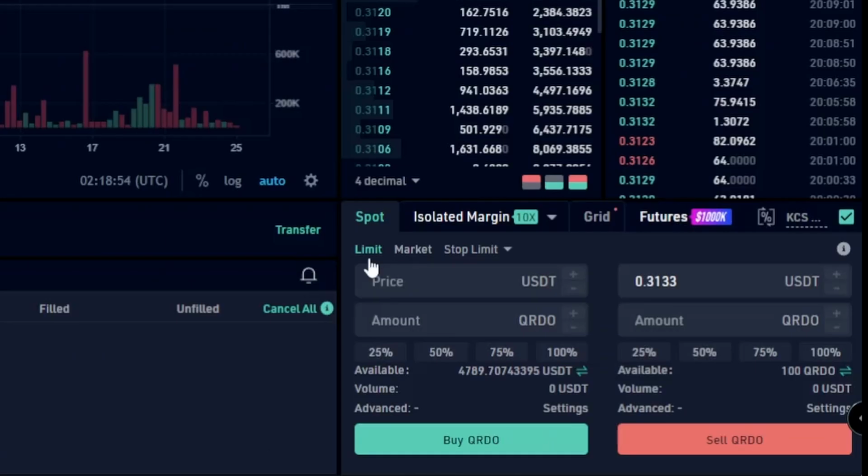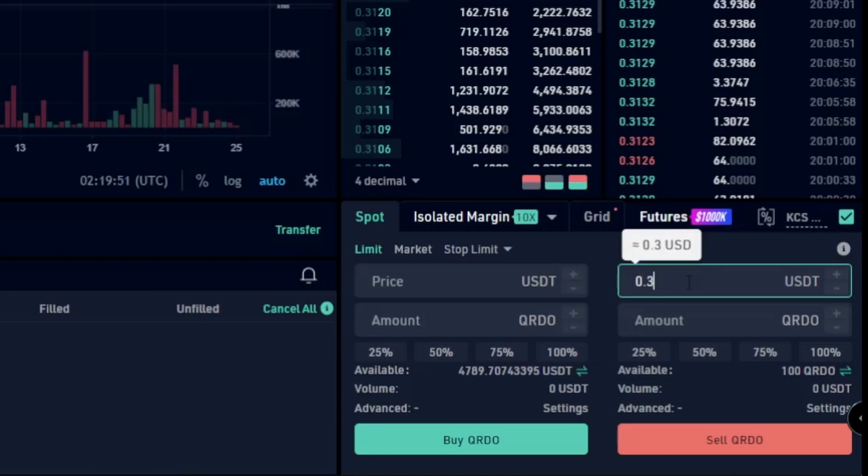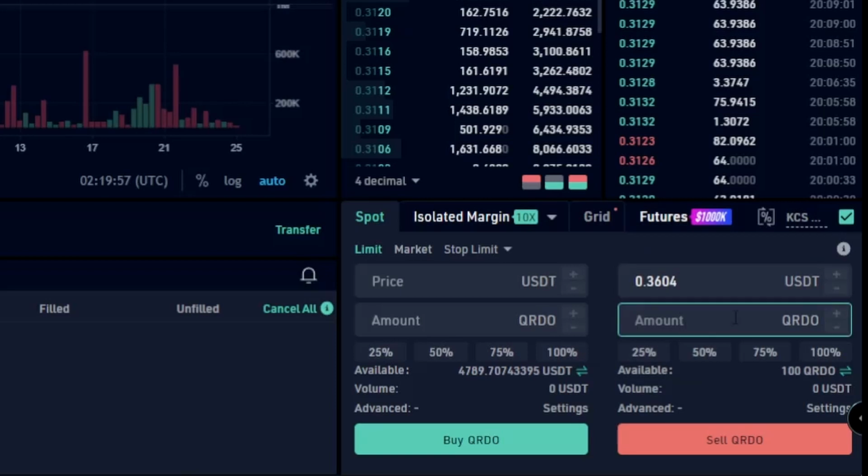I'm going to head over here to the exchange, and now we're going to go down here on the bottom right where it says limit, market, and stop limit, and make sure limit's clicked for the wrong way that we're going to show you. Now over here on the right side where it says sell, that's where we're going to type in the price of 0.3604, which I have determined to be where I would like to take my profits at. And I want to sell the entire amount of Credo that I have.